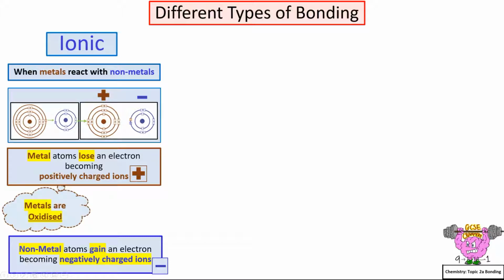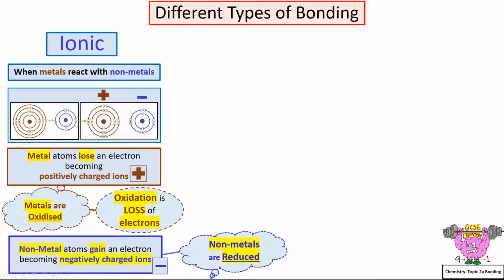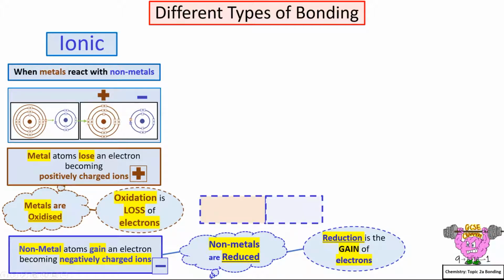Metals are oxidized. Oxidation is the loss of electrons. Non-metals are reduced. Reduction is a gain of electrons. Use the acronym OIL-RIG to remember it. OIL stands for oxidation is loss of electrons. RIG stands for reduction is gain of electrons.